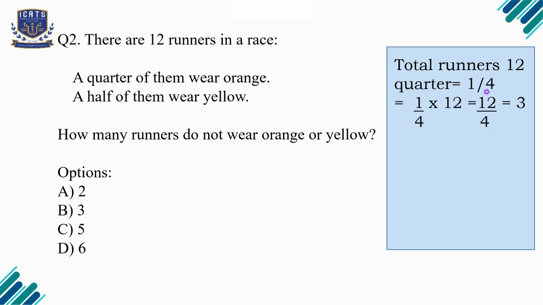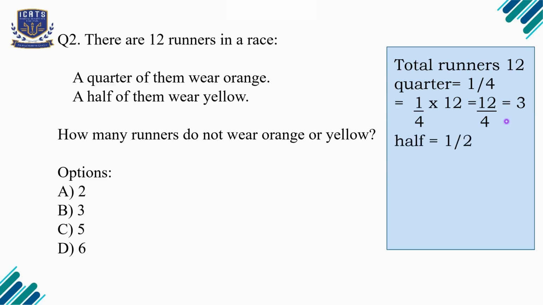So 12 ones are 12, divided by 4. Here we will simplify 12 and 4 on the same table. So 12 and 4 come in the table of 2 and 4, but we will take the bigger number. So 4 threes are 12 and 4 ones are 4. So we will write 3 over here.